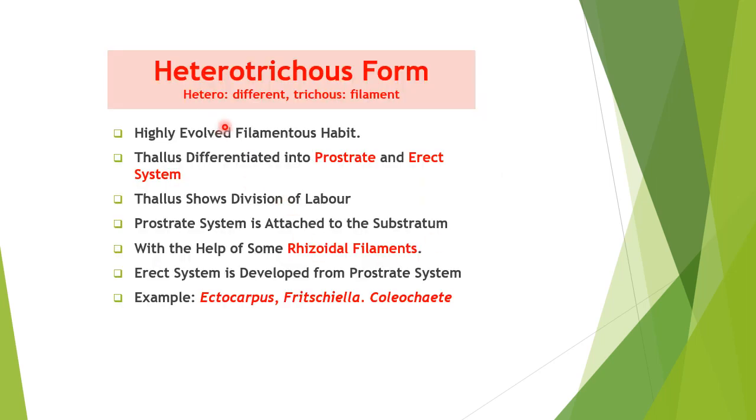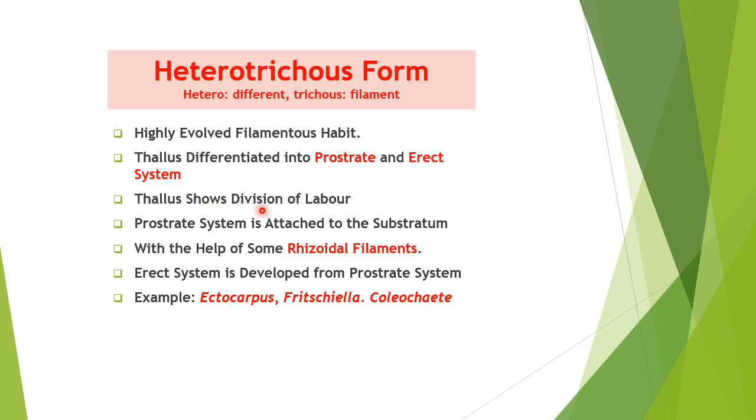Then come the heterotrichous forms. Hetero means different, trichous means filament. It has different types of filaments. That is, you will find a prostrate system as well as an erect system in the filament, in the thallus.